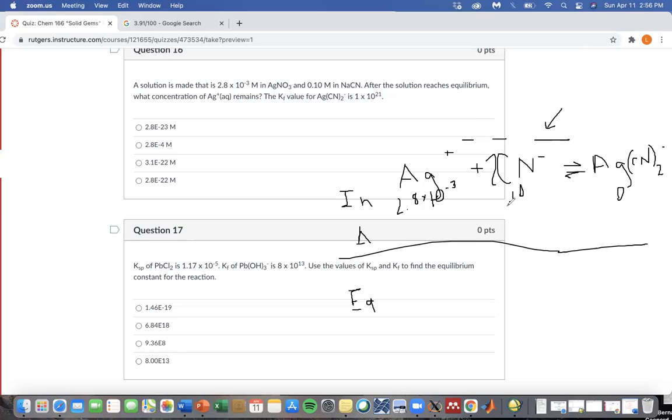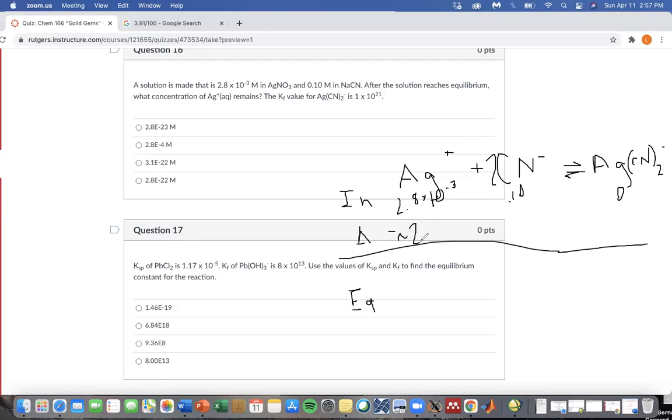So now you have to determine which is the limiting reactant. Out of the two of these, is the cyanide or the Ag plus the limiting reactant? The cyanide? So it's 2.8 times 10 to the negative third molar versus 0.1 molar. Which of those is going to be a smaller concentration? Oh, 2.8 times 10 to the negative 3. Yeah, so your silver is actually your limiting reactant here. Does that make sense? I always look at the coefficients first or something. Okay, so your silver is actually your limiting reactant.